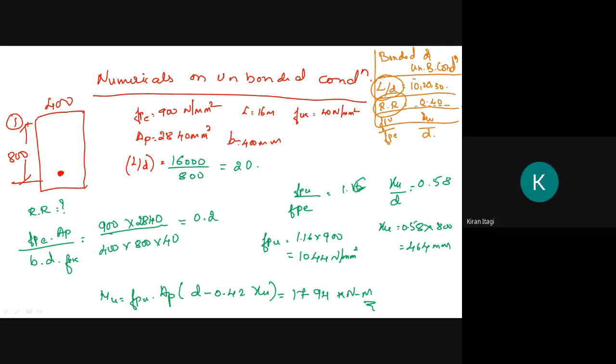Sir, is there any chance that apart from 10, 20, 30, another L upon D ratio will be there? Yeah, it will be there. You will get that also. You should calculate by using interpolation. So we have to interpolate them. Yeah, sir, yeah, you should.